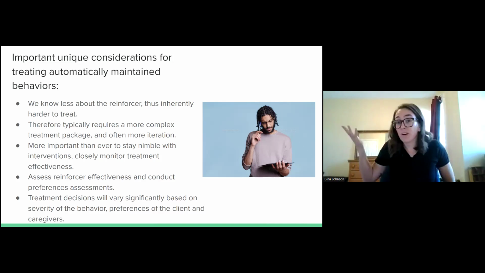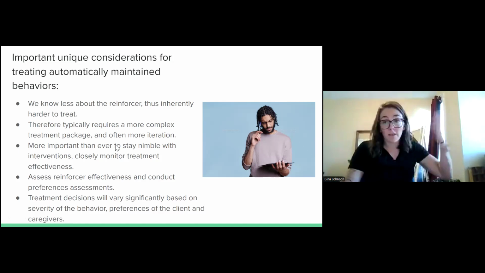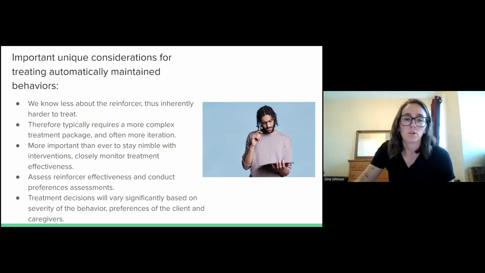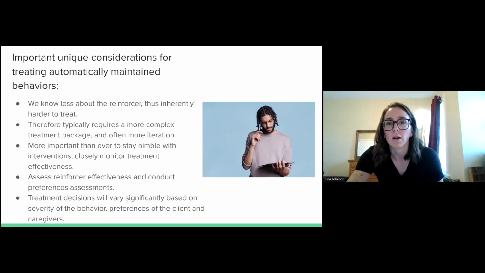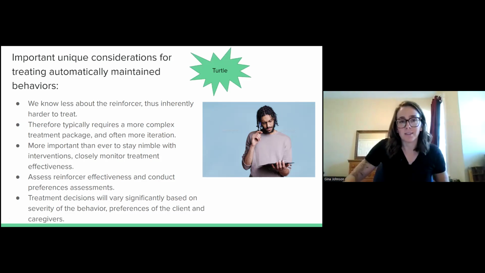Do your reinforcer and preference assessments. If you have a reinforcer procedure that's not working, do a preference assessment. Are we using the best reinforcers we can? And then treatment decisions again, there are lots of ethical questions here, and lots of cultural and social validity things that we have to consider. So please keep all of those things in mind. That's a whole other training, but these are going to be discussions that you have within your team with your caregivers. And then our last keyword is turtle, because who doesn't love a turtle?